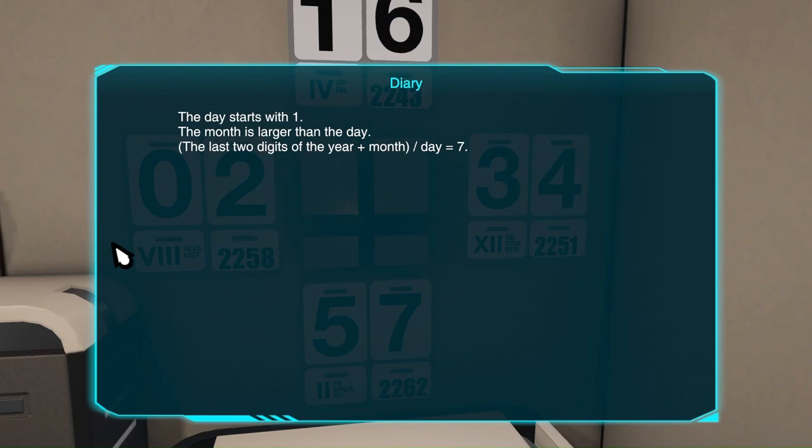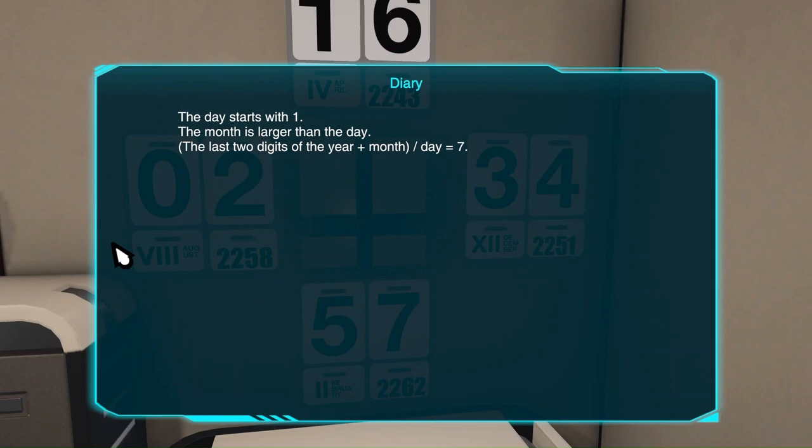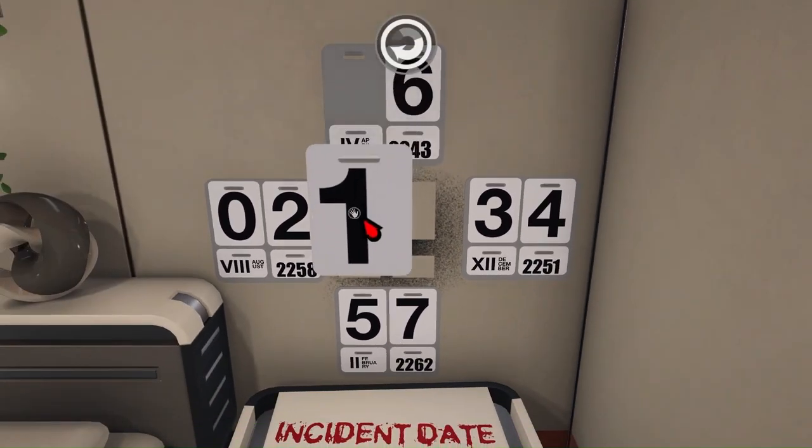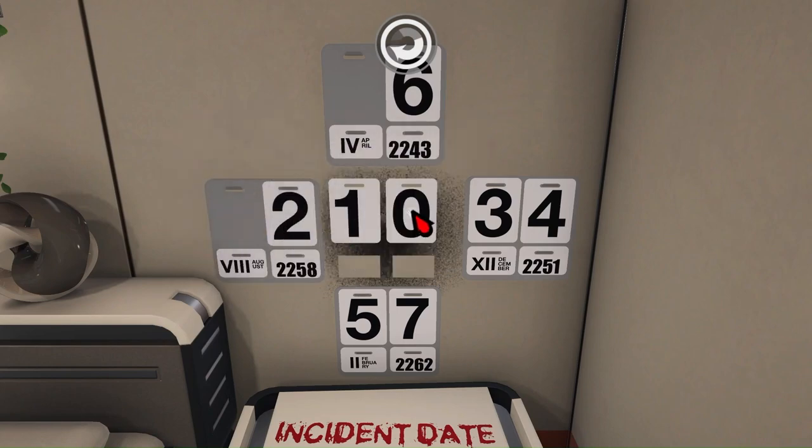Right, January, February, March, April. The month is larger than essentially 10. So it's December. So it's 12. December's 12. So it has to be 10. Well, that has to be 10. That's the only one that's larger.